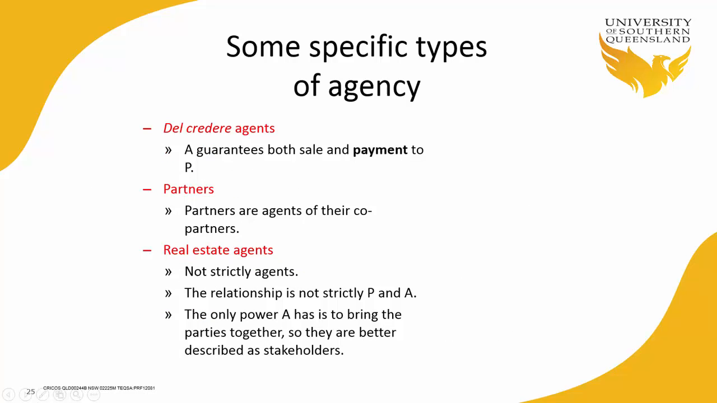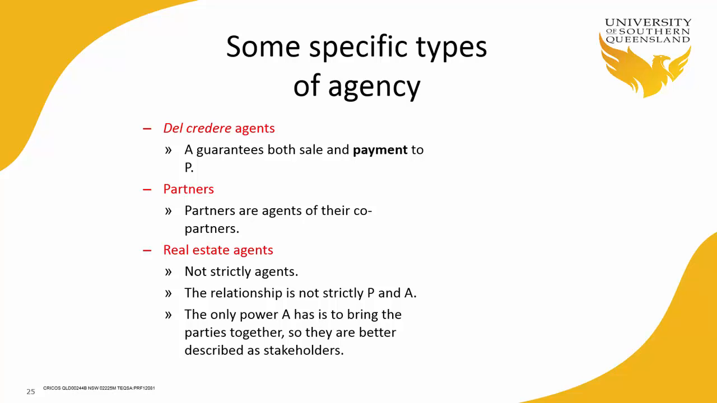Then you have the fourth type that we call del credere, and these are really agents that will not only ensure that goods will be sold, but for an additional commission they will guarantee that they will be paid for. So this is like an insurance on top of their services. So you will pay them more as an insurance to make sure that you will be paid if these items or goods are sold. So you are guaranteed the payment even if the purchaser ends up not paying.